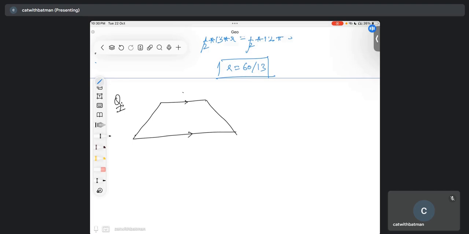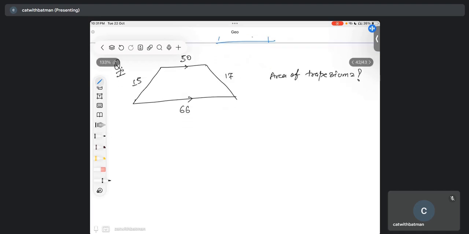Obviously, since this is a trapezium, let's say the length of this is 50, 66, 15, 17. Then find the area of the trapezium. Chalo, try to find this.